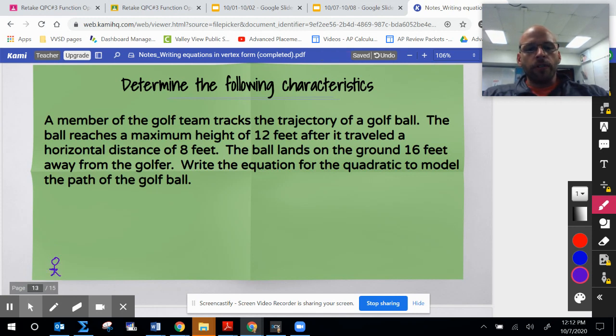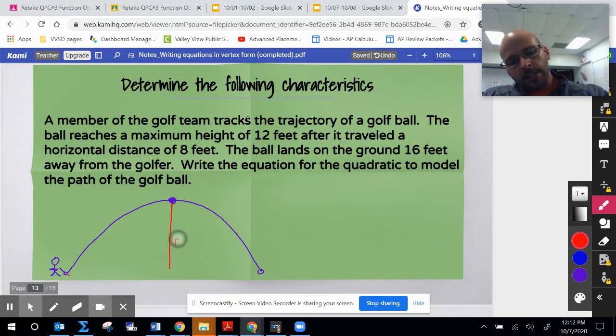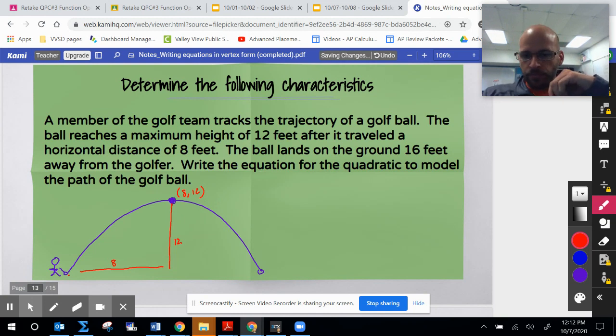It says a member of the golf team tracks the trajectory of a golf ball, okay? So I'm going to draw my little guy down here. He's going to hit a golf ball, okay? And it says the golf ball reaches a maximum height of 12 feet after it's traveled a horizontal distance of 8 feet. So it reaches a height of 12 after it traveled 8. So that means that the coordinates of this vertex are my x comma y, 8 comma 12.